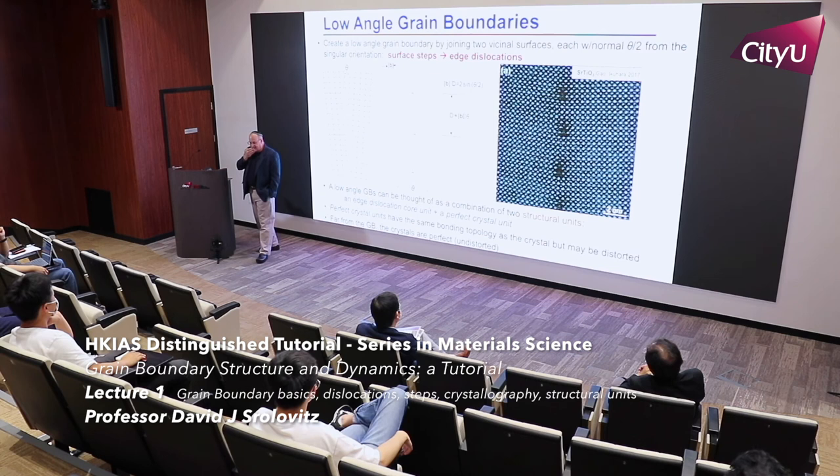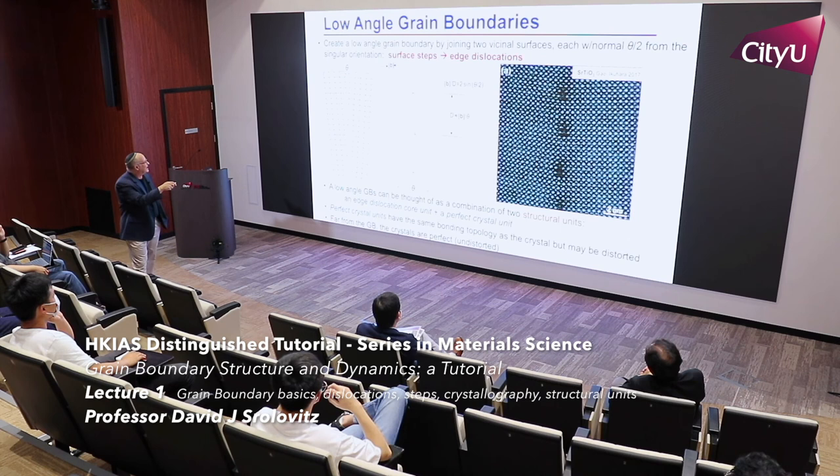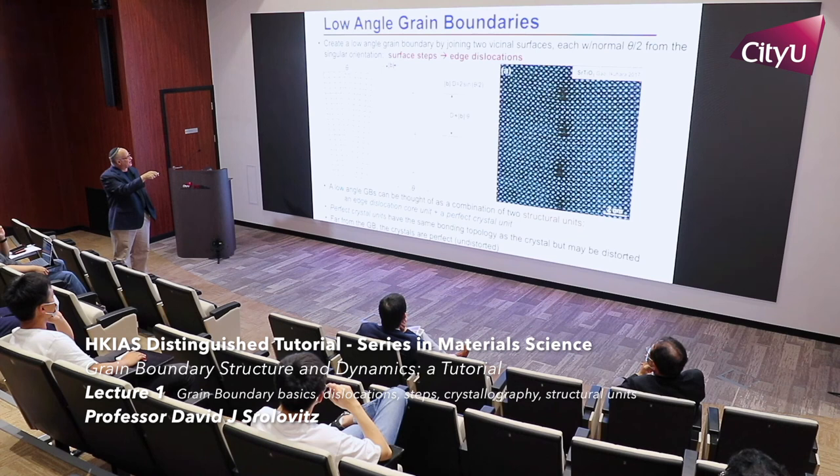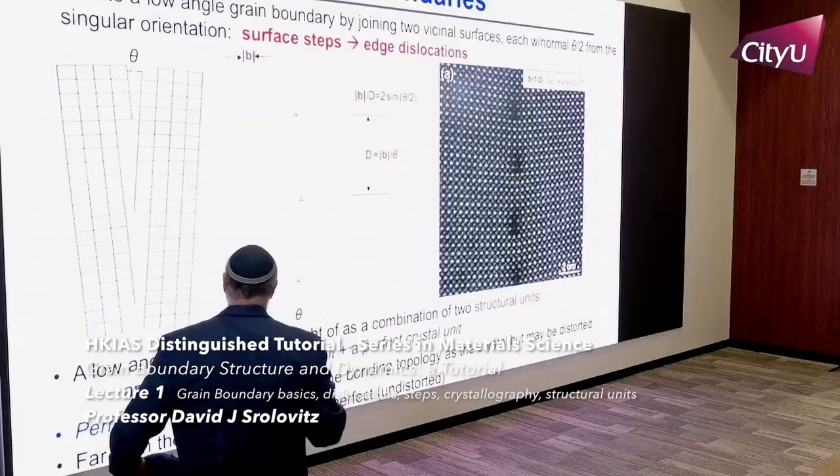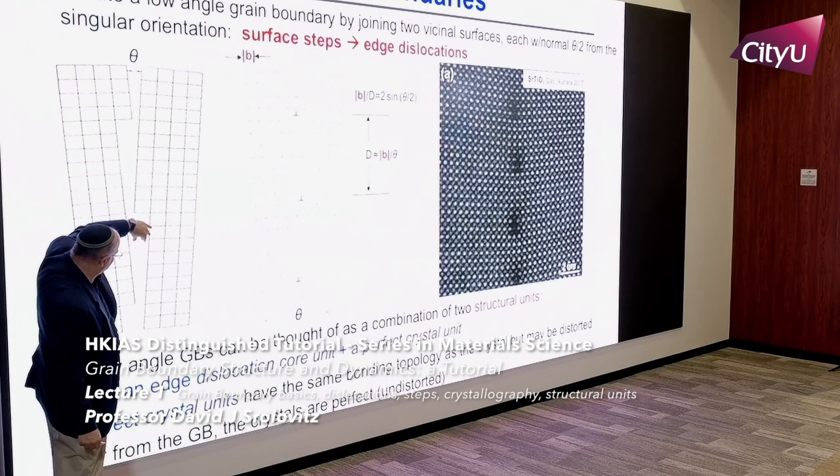Switch to boundaries now. If I take two vicinal surfaces and I put them together, they also have steps and terraces on them. When I put them together, the atoms are sitting right here and the atoms are sitting right there. I want them to get close together to be at the appropriate bond length for this material. So these will squeeze together. This will get pushed back a little. These will get pulled together a little bit.